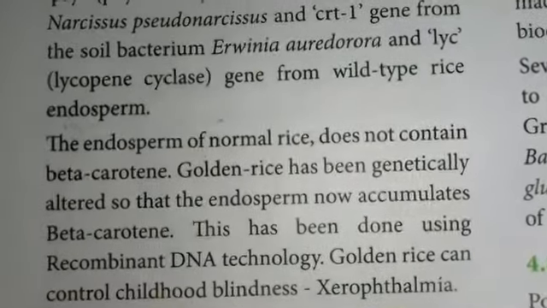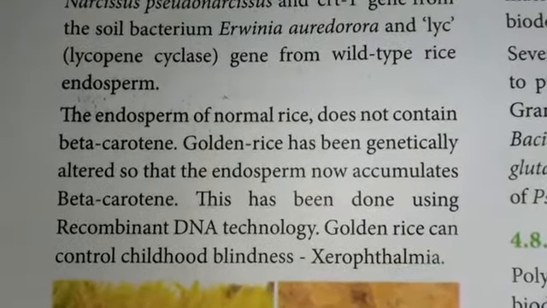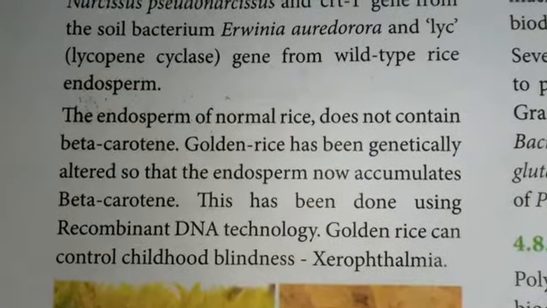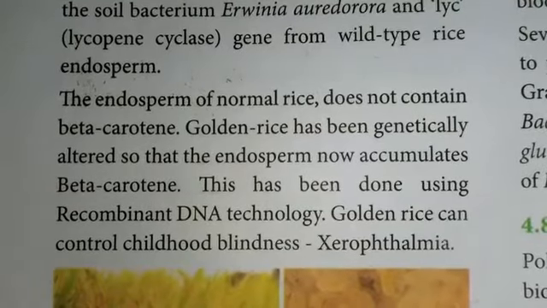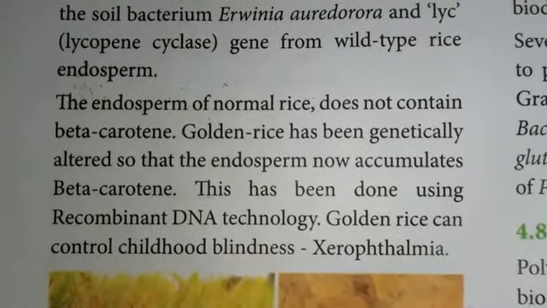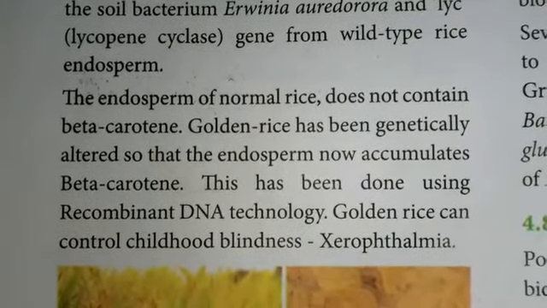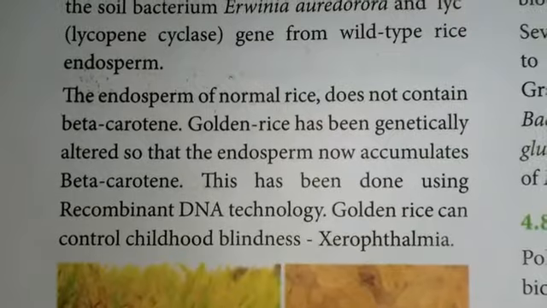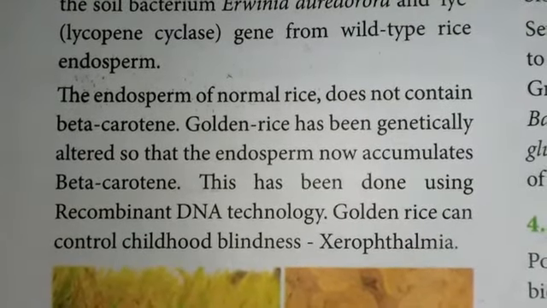So the endosperm of normal rice does not contain beta carotene. So what is the endosperm? The endosperm is the product of the triple fusion. What is meant by triple fusion? Among the two male gametes, one male gamete fuses with the egg to produce the zygote. The other male gamete fuses with the secondary nucleus to produce the endosperm.